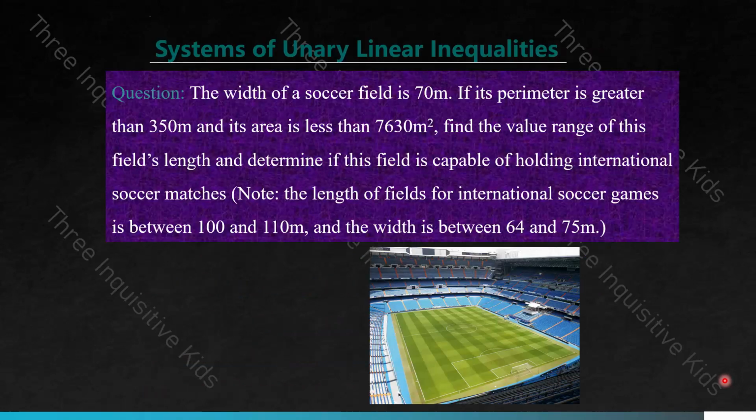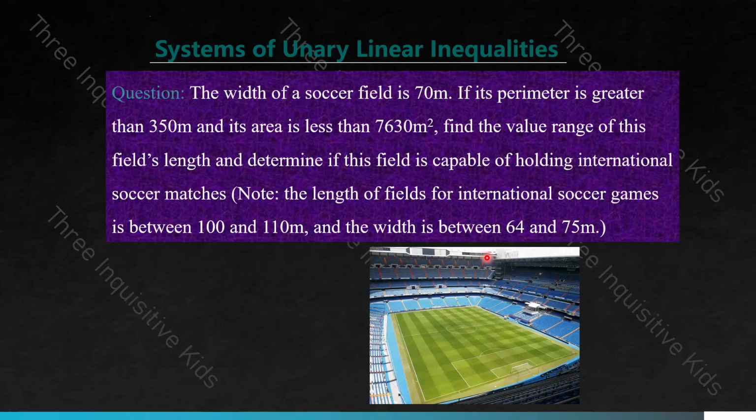Systems of unary linear inequalities. The width of a soccer field is 70 meters. If its perimeter is greater than 350 meters and its area is less than 7,630 meters squared, find the value range of this field's length and determine if this field is capable of holding international soccer matches. Now, the requirement for soccer fields holding international soccer matches is that its length has to be in between 100 and 110 meters, and its width has to be between 64 and 75 meters. Otherwise, it is not qualified for holding international soccer matches.